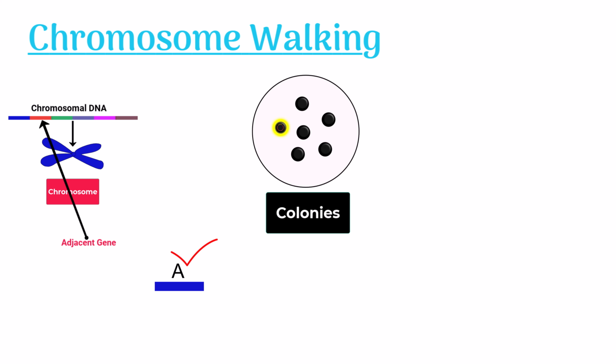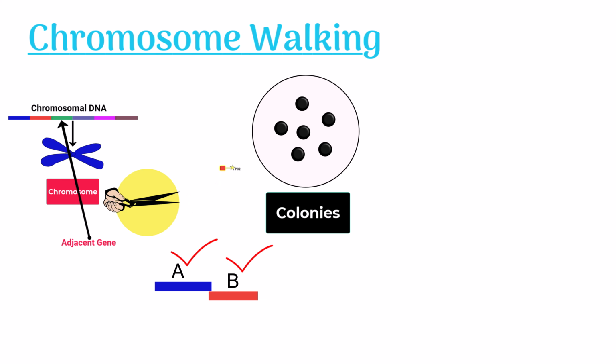Next, we take out the plasmid from this colony and release the gene from it using a restriction enzyme. Again, we label a small end portion of this gene with P32. Now this probe hybridizes with the colony that homes its neighboring gene.